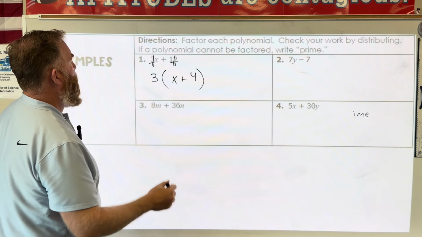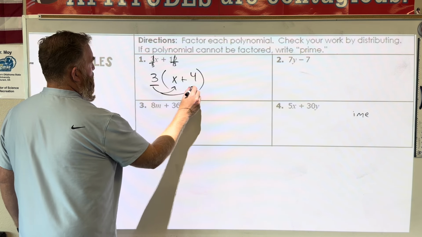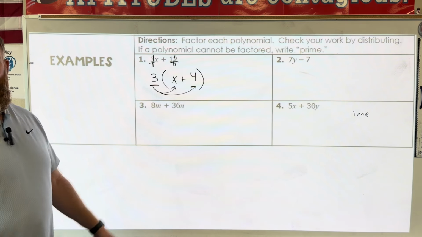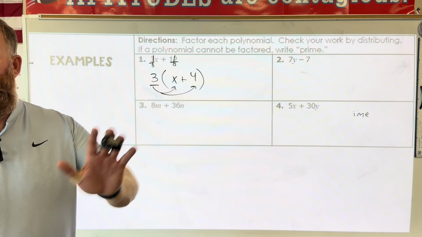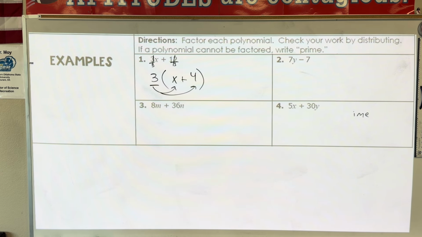Because now let's check it. What's 3 times x? 3x. What's 3 times 4? 12. Solved. We're good. We checked it. Everything matched up. Everybody semi-good with this? All right.